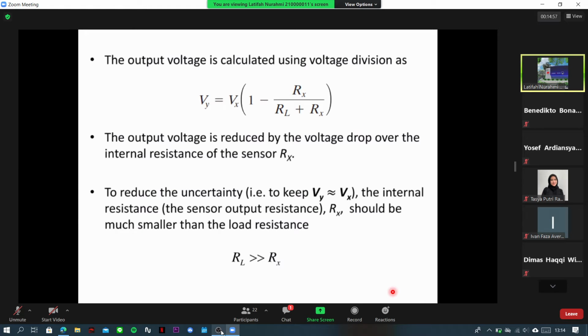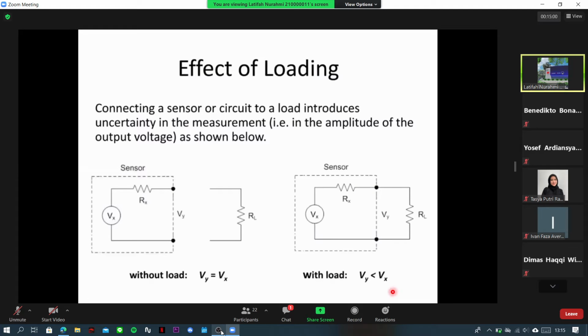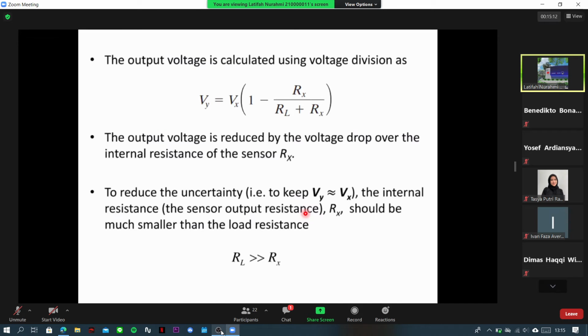The output voltage, Vy, is this one here, and this is the source, the input voltage. The output voltage of the sensor can be found using this equation: Vy equals Vx times 1 minus this term. You can find it in the book I told you about, the Curtis Johnson book. So the output voltage is reduced by the voltage drop over the internal resistance of the sensor, Rx.